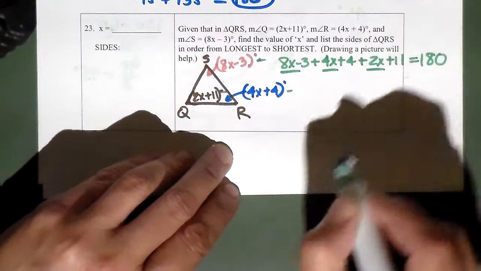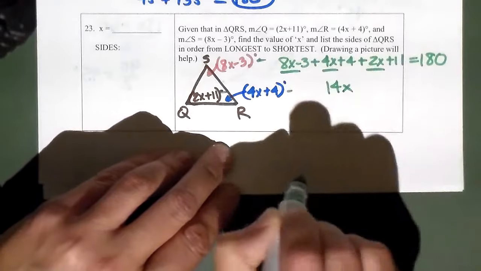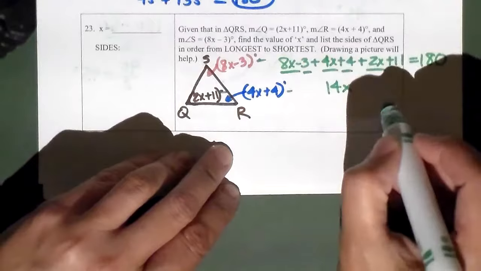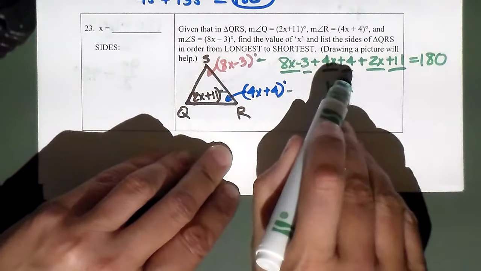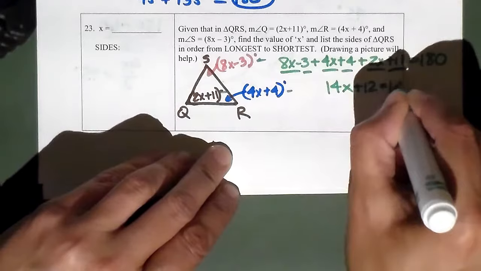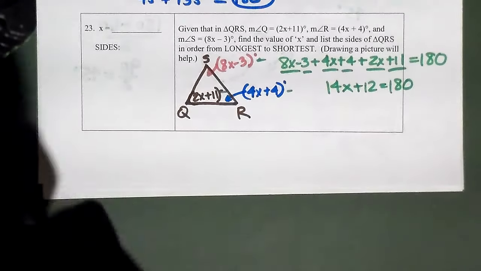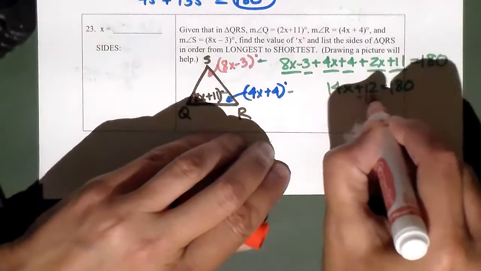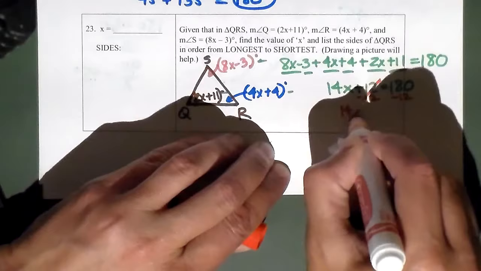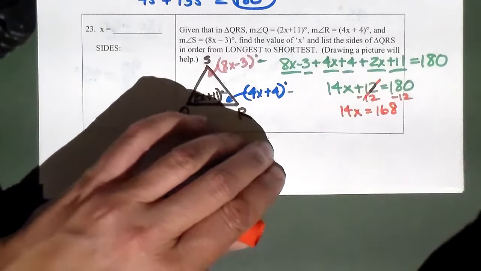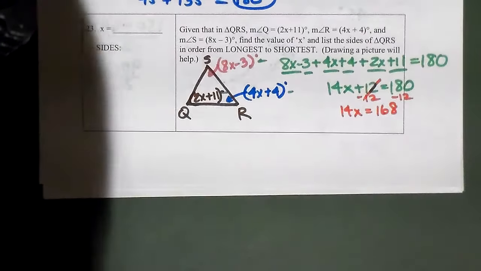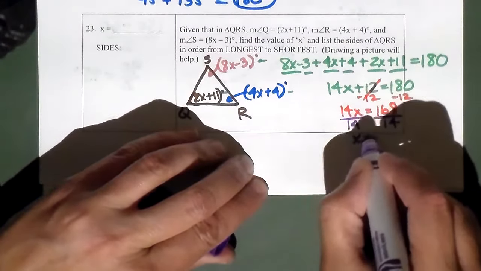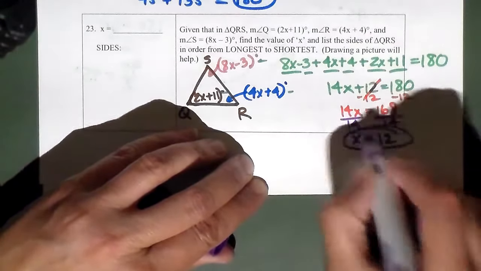So let's combine like terms. 8x, 4x, 2x. That's 14x. 14 x's is a lot of x's. Negative 3, positive 4, positive 11. So I've got 1 plus 11, which is 12, and that equals 180. So let's keep going. I'm just going to show you all the steps. So I'm going to subtract 12 from both sides. So 14x equals 168. And then I'm going to divide both sides by 14. So x is going to equal 12.